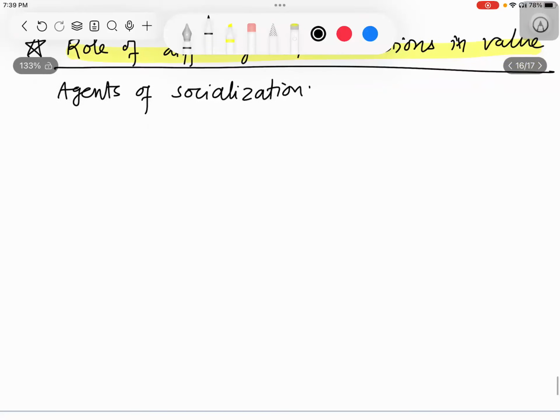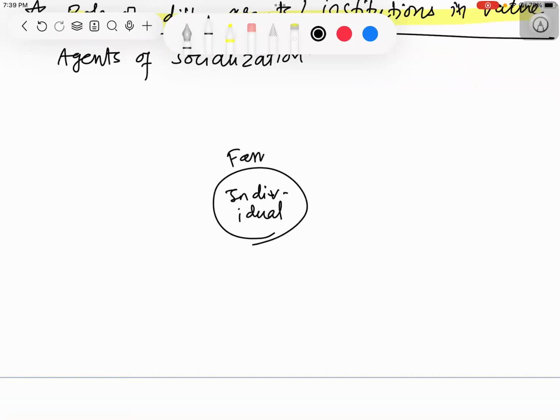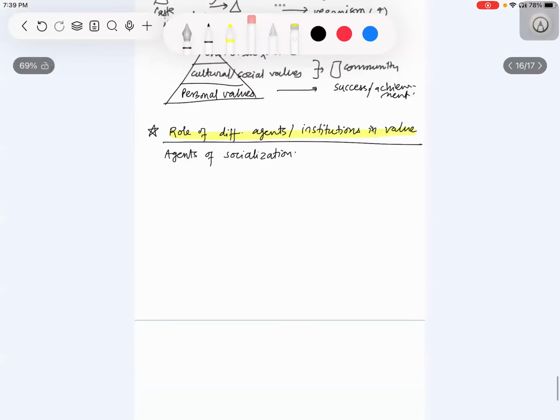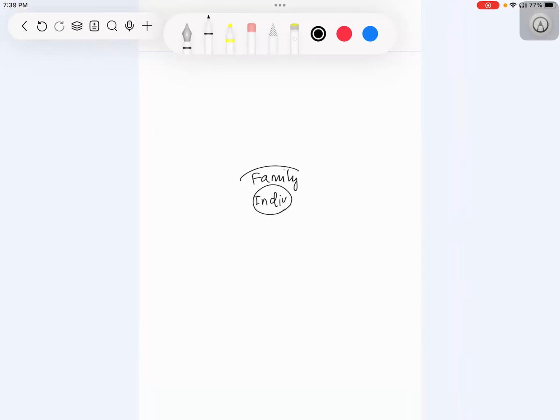If you remember, I had drawn this diagram, Bronfenbrenner's ecological model. So first there is the individual, then there is the family, then there are peers or work life. Oh, sorry, I need a bit more space. You remember that ecological model? Yes, sir. So at the center there is the individual, then there is the family. Outside the family there is school and educational institution, and then peers.